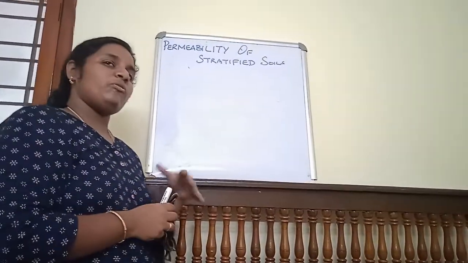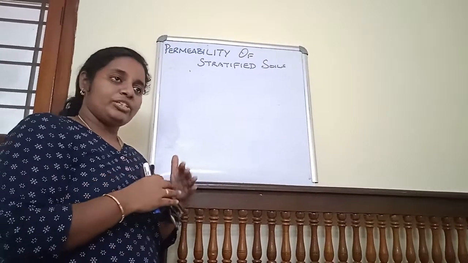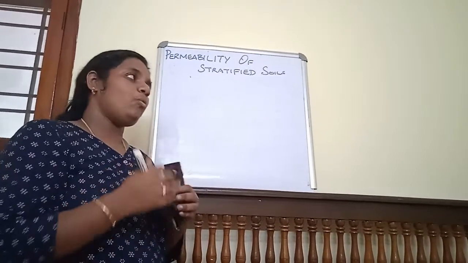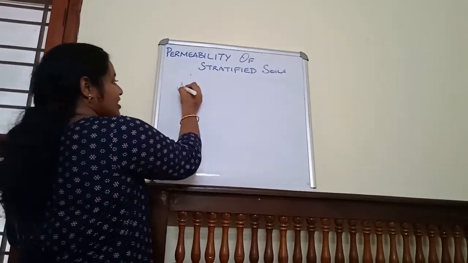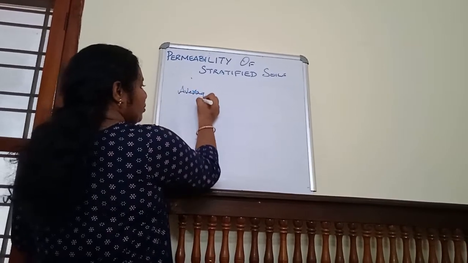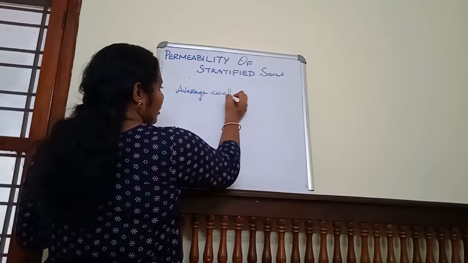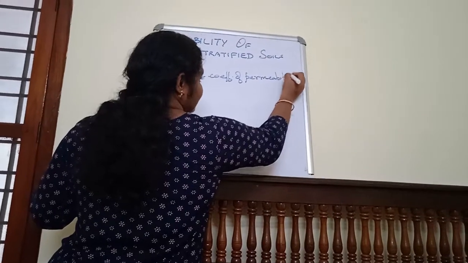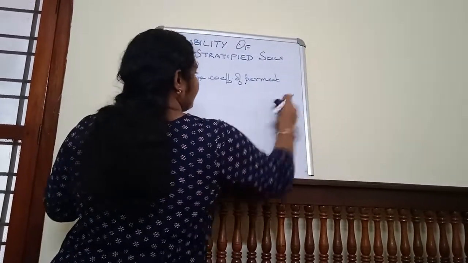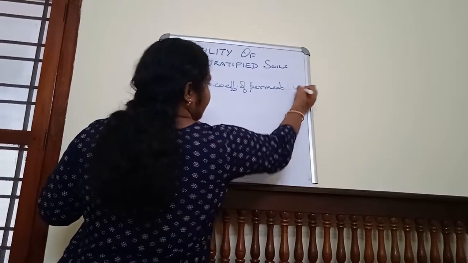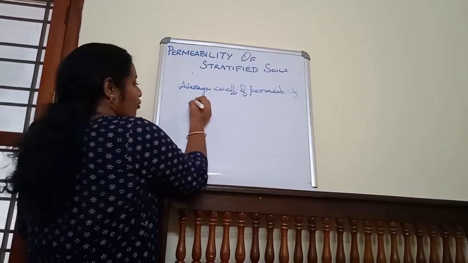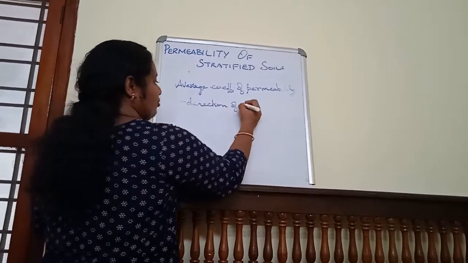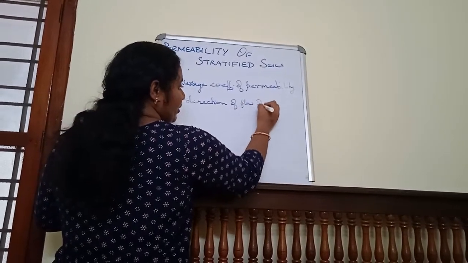To avoid those difficulties in calculating the discharge for each layer, we find the average coefficient of permeability. For finding the average coefficient of permeability, the main factor that we have to consider, which decides the average coefficient of permeability, is the direction of flow of water.